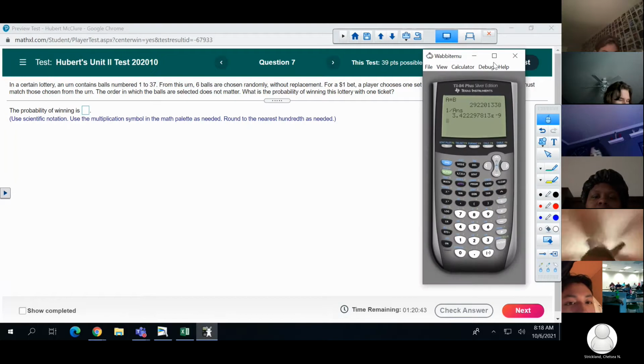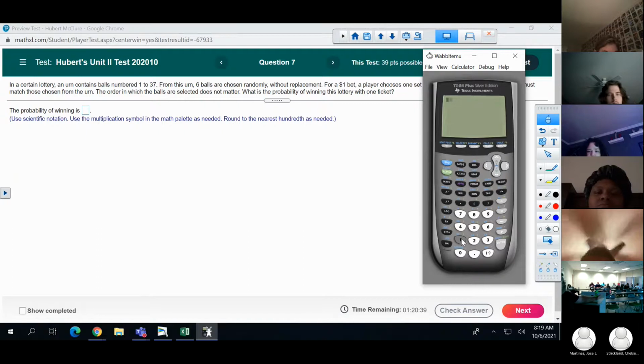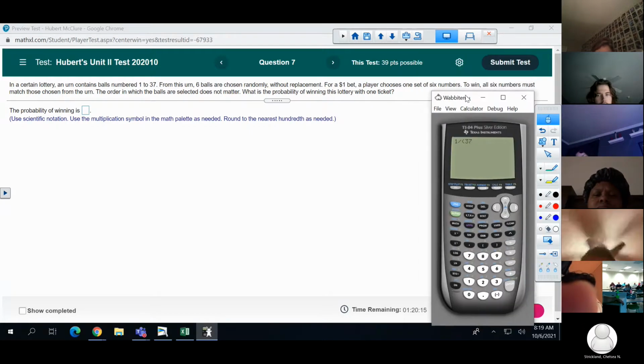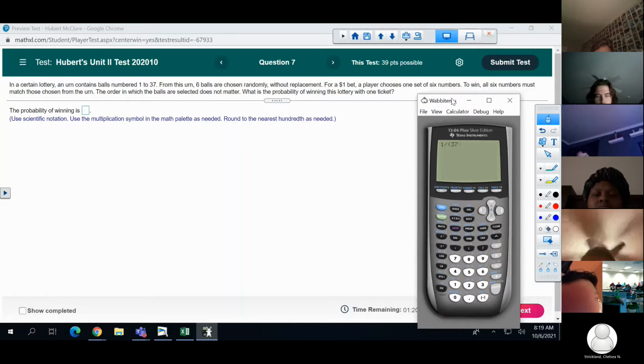All right, so I'm going to take 1. Now this is the quickest way to do this. 1 divided by parentheses, and I'm going to type in 37. And does it say order? I don't see order. Do y'all? Let me see if it's behind here. Anything about order? To win, all 6 numbers must match. I don't see anything about order.